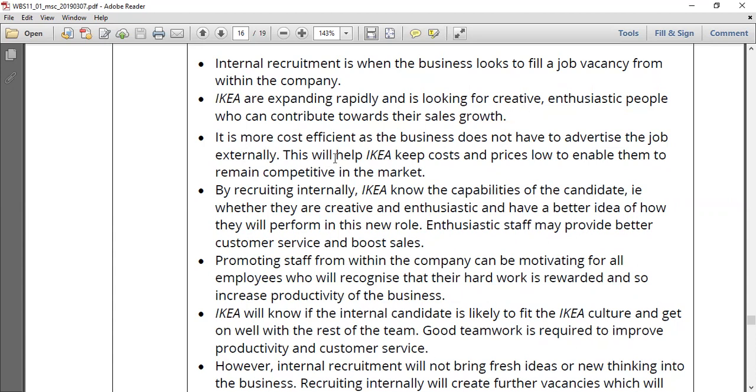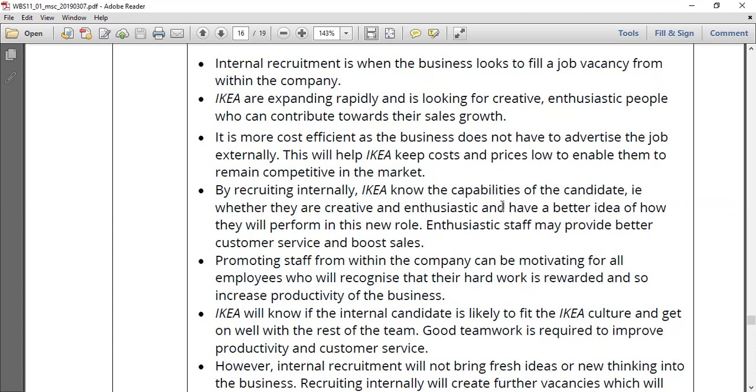It is more cost efficient. I told you it's a cheaper method. This is how we explain this advantage: it is more cost efficient if the business does not have to advertise the jobs externally. And this will help IKEA to keep costs and prices low and enable them to remain competitive in the market.